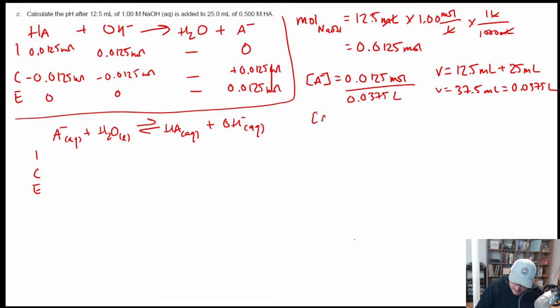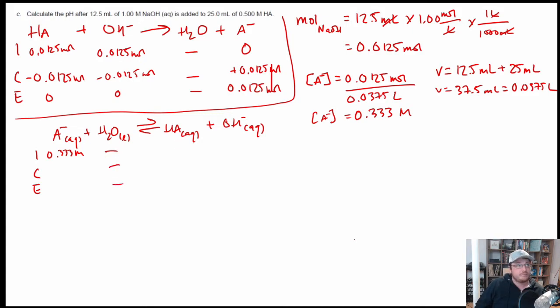So the concentration of A minus is equal to 0.0125 divided by 0.0375, which is 0.333 molarity in this case. So we have that right there, and we plug that into our ICE table. So we have 0.333 molarity. Water, who cares about that.